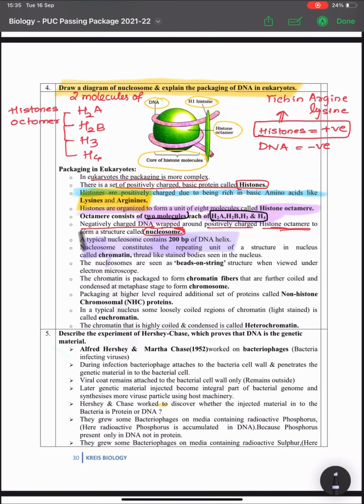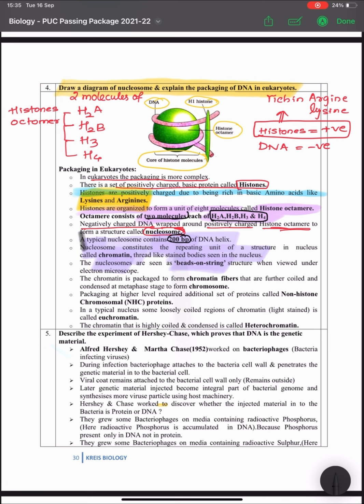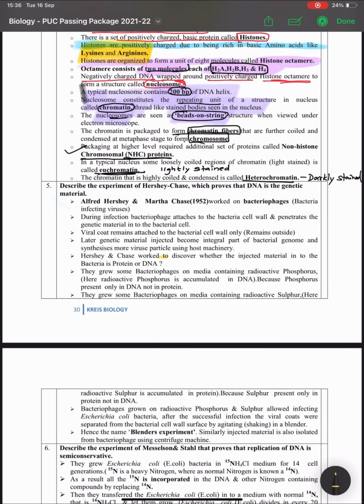The nucleosome contains 200 base pairs and nucleosomes will form chromatin material, and these nucleosomes will be seen in an electron microscope as beads on a string. And this chromatin fiber will make future chromosomes, and in chromatin we see two different types. One is euchromatin, the other is heterochromatin. One is lightly stained, the other is darkly stained.